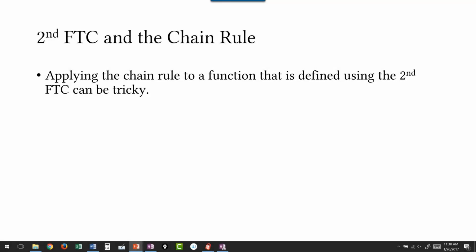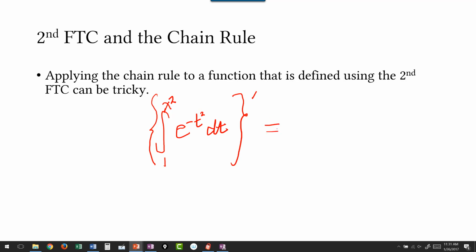So we'll see in the next example that things can be a little tricky when we combine a second fundamental theorem of calculus function with the chain rule. So for example, the kind of problem that we will face is something like we have the integral from 1 to x squared of some function like e to the minus t squared dt. And we want to know the derivative for that kind of function.